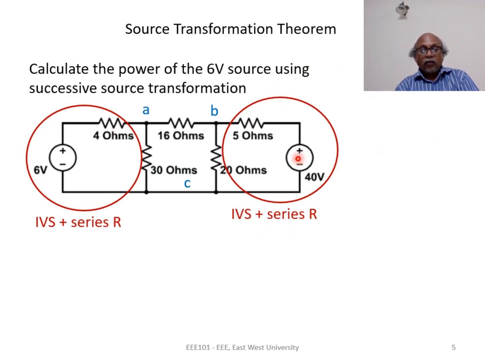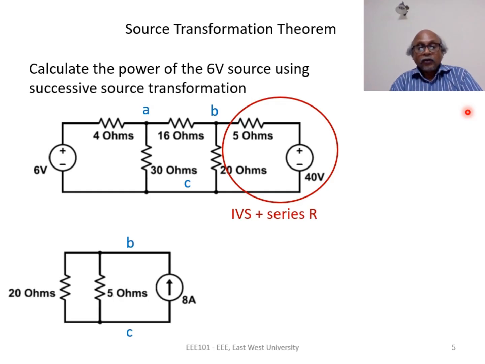Let's transform the 40-volt voltage source in series with the 5 ohms resistance. Remember that this series combination is between node B and node C. So after the transformation, the parallel current source and resistance will also be between node B and node C. It is important to keep track of the nodes correctly when we are making source transformation. Okay, so after we make this transformation between node B and node C, we will have a 5 ohms resistance in parallel with a current source whose value is 40 volts divided by 5 ohms, that is 8 ampere.